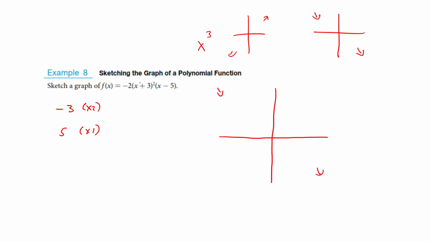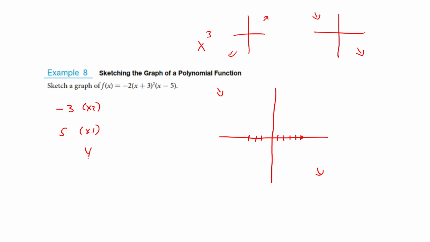I just knew that from the number of x's. The degree that's going to be created is 3. And then I had a negative out front. So I know my start and my end. Now I'm going to mark -3. So there's one of my zeros. I'm also going to mark 5.